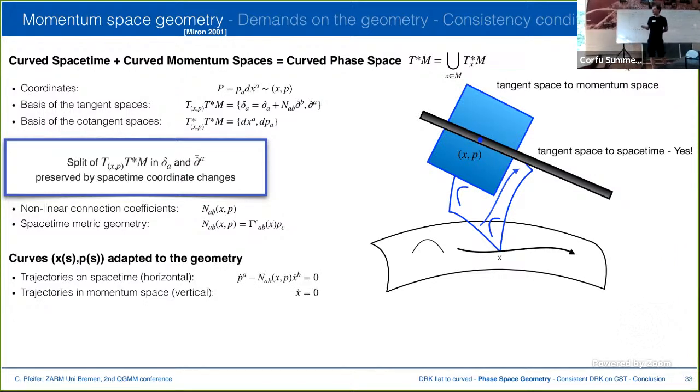And then there are important curves here. On the one hand, we have curves which just move in the momentum space. We need these to define these deformed relativistic kinematics. These are called vertical trajectories. And we have curves on the manifold, which shall be our physical point particle trajectories. These are so-called horizontal curves, and they have to satisfy this equation here, which involves this nonlinear connection.